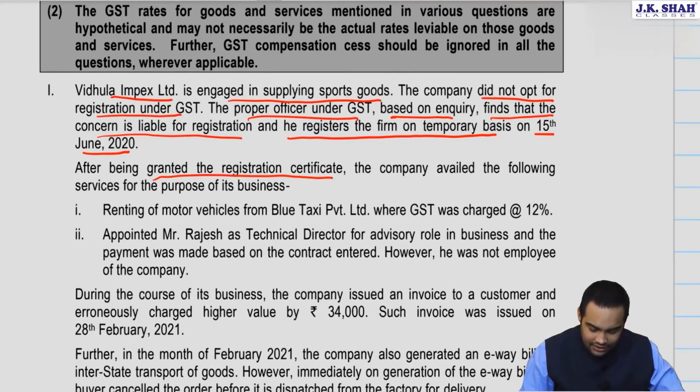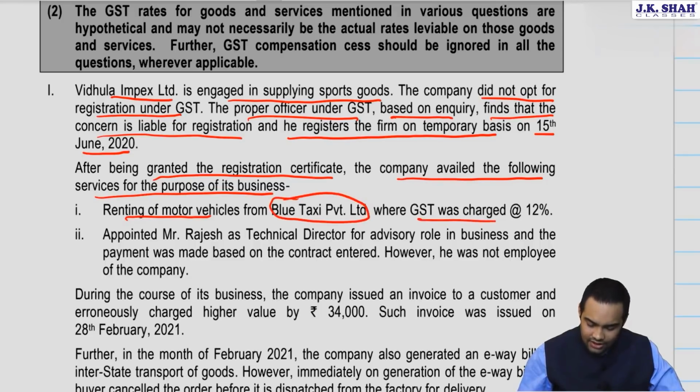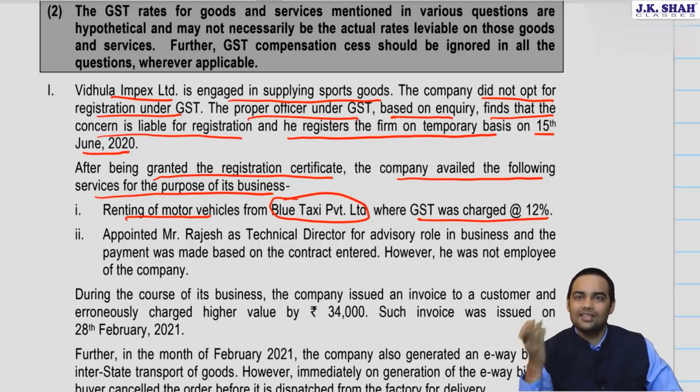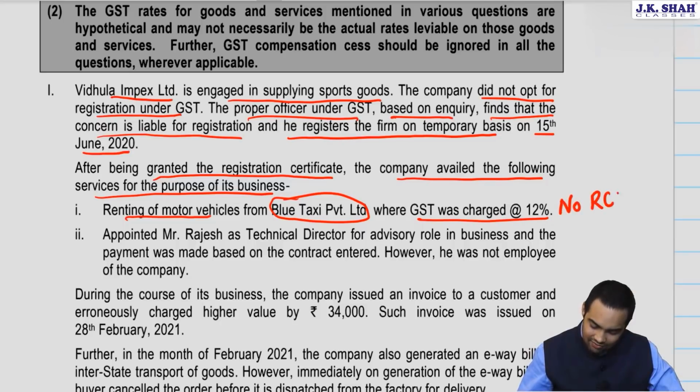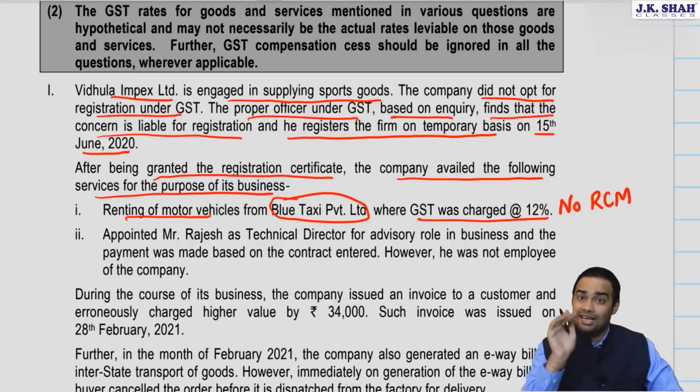After being granted registration certificate, the company availed the following services for its business. Renting of motor vehicle from Blue Taxi Private Limited, where GST was charged at 12%. See, first of all, the supplier is charging you 12%, plus it is provided by a person who is a body corporate. There is no RCM in this. We are aware of this while reading it, and we know there's a question related to this.